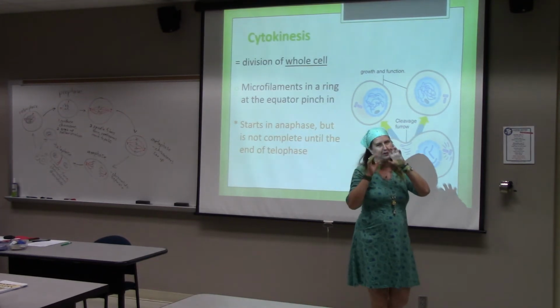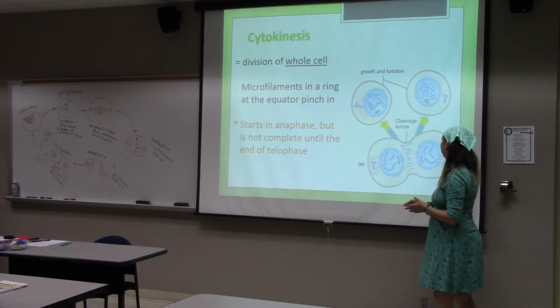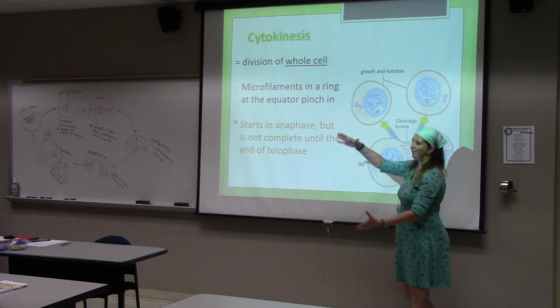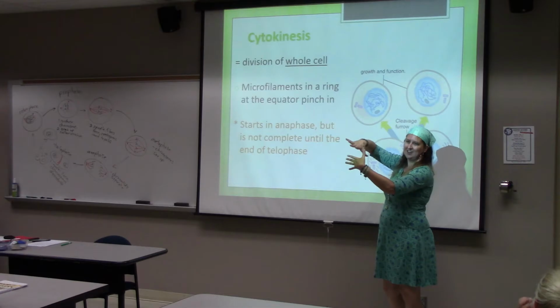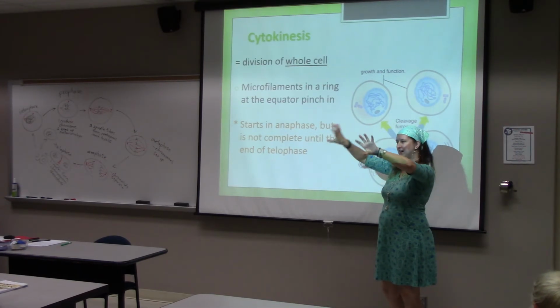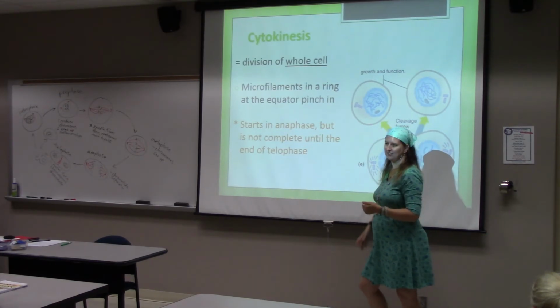Sometimes you can see a little bit of cytokinesis starting in anaphase, but it's most noticeable in telophase, and the completion of cytokinesis is when we count the end of cell division and moving into the 2 daughter cells in interphase.